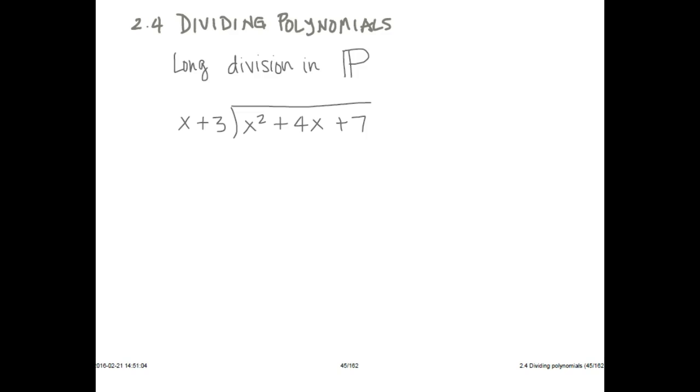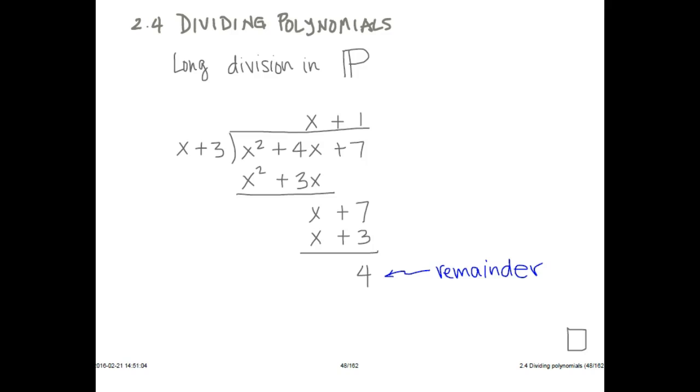Here's a long division in the space of polynomials, and I see this 3 and I see this 7, and I think I am bound to have a remainder. So I want you to stop the video here and try it. If you have your video expanded to the full screen, you can just hit the space bar and it'll pause for you. There's my remainder of 4.